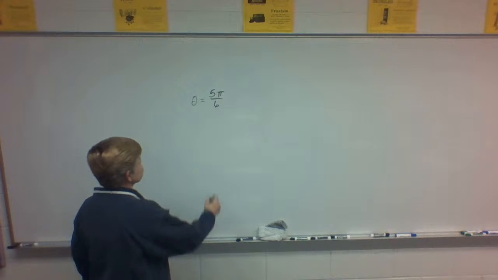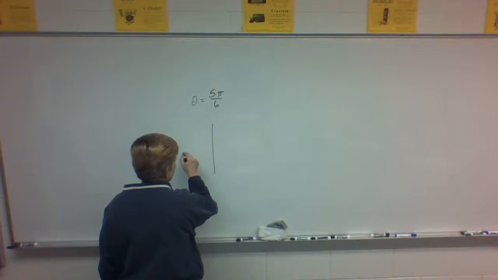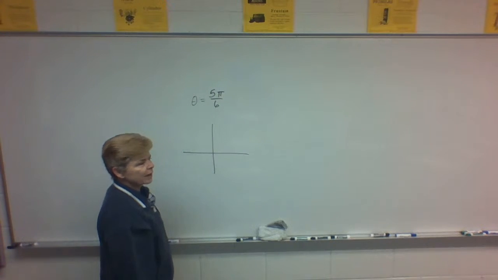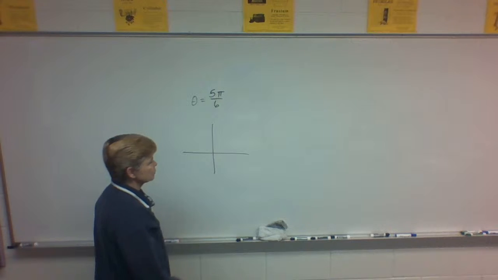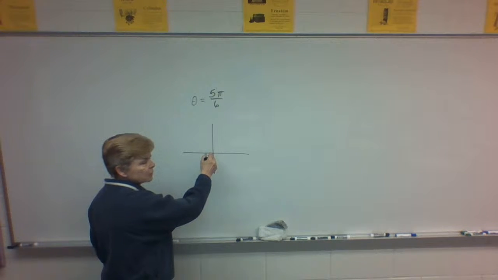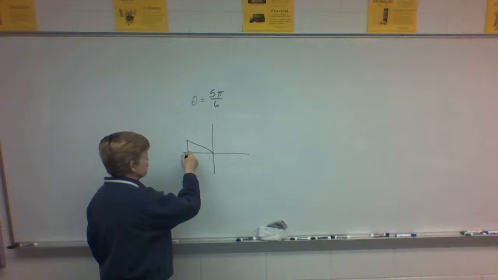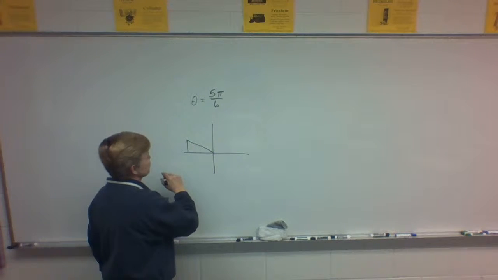So here's what you do. You sketch 5 pi sixths. Do you remember that that is pi sixth short of making it halfway around? Which makes it in the second quadrant. With what kind of triangle? Lay down or stand up? Lay down. This is 5 pi sixths.